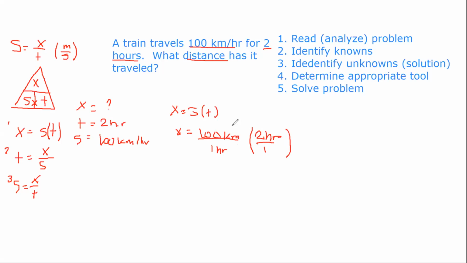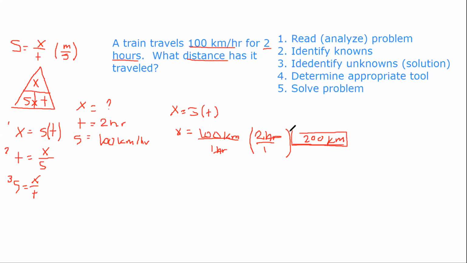And what ends up happening is when you multiply that out, these hours cancel. So that hour cancels with this hour, and you're left with 100 kilometers times 2. All right, so 100 times 2 is going to be 200. And the only unit we have left that hasn't been canceled is kilometers. So that's where we get this answer from. So this is how you solve for that distance.